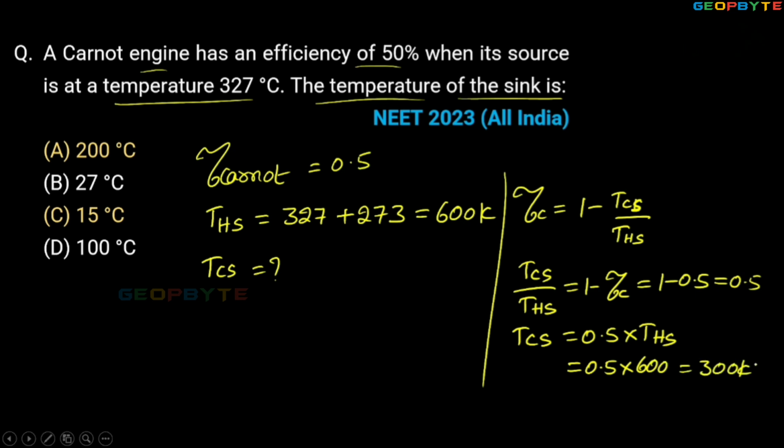But look at the options. All options are given in degree centigrade. 300 minus 273 gives 27 degrees centigrade. That is the sink temperature, also called cold source temperature. Look at option B. Option B is absolutely correct. Understood clearly? Yes.